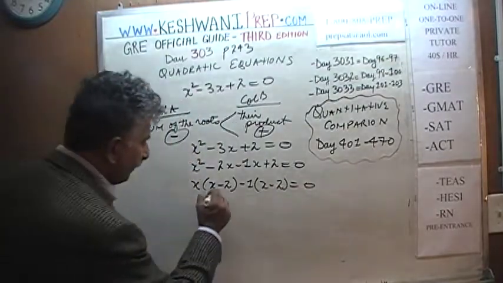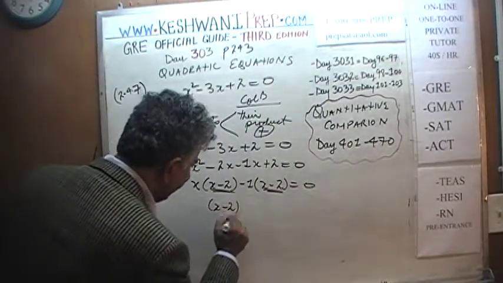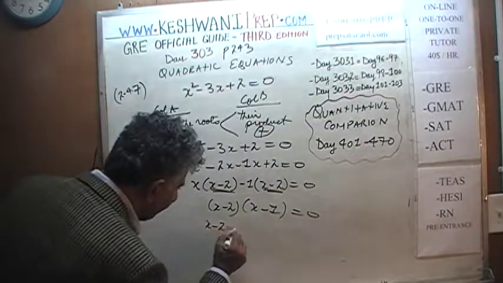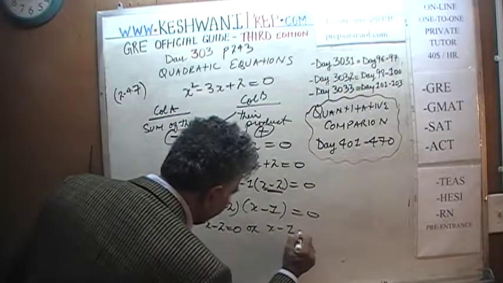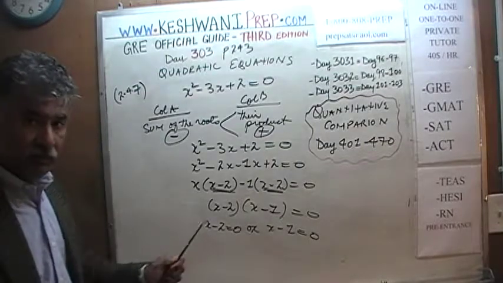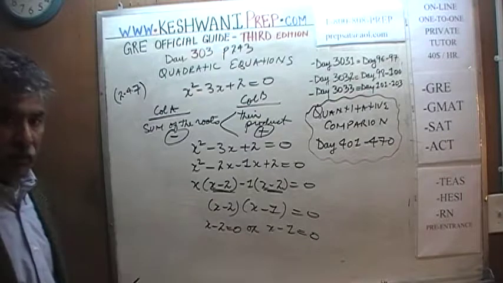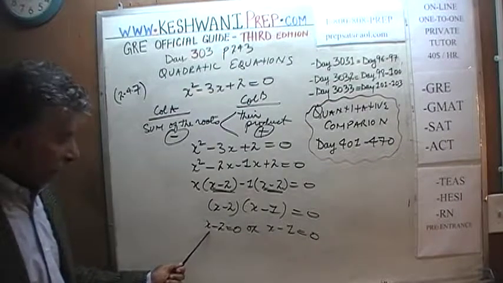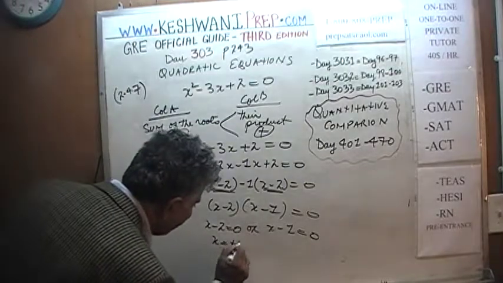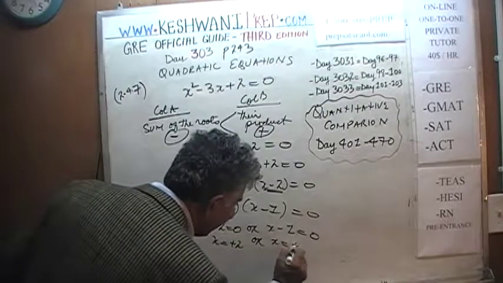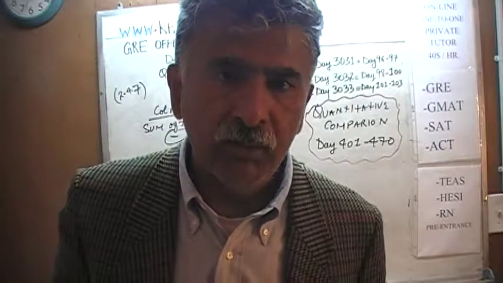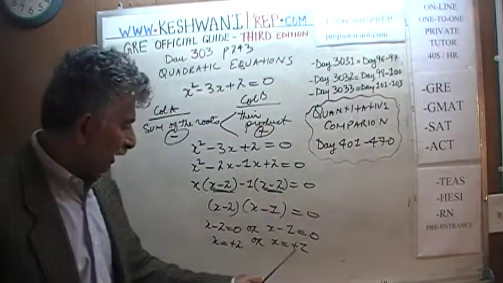X minus 2 is here, x minus 2, and here we have x minus 1 equal to 0, which means either x minus 2 is equal to 0 or x minus 1 is equal to 0. And what are the roots, rather? The roots are not negative 2 and negative 1, which is a very common mistake for people who are in a rush not to finish it. X minus 2 is one factor, x minus 1 is another factor, which implies that x is positive 2 or positive 1. The roots are not negative 2 and negative 1. They are both positive numbers, positive 2 and positive 1.